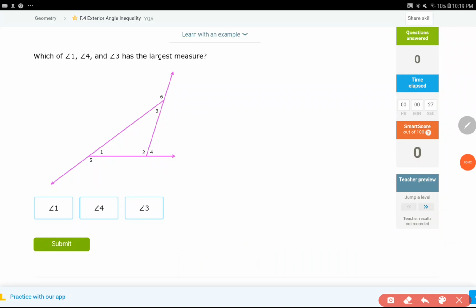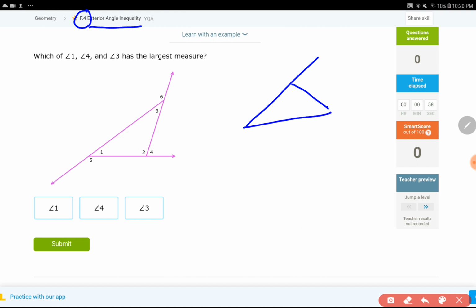Hello everyone. The third assignment of the week is about exterior angles in a triangle, and it's more specifically about the exterior angle theorem or inequality. By the way, we are working on IXL. It's F.4, exterior angle inequality.